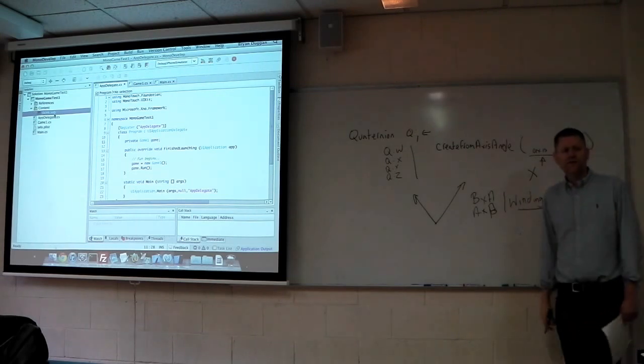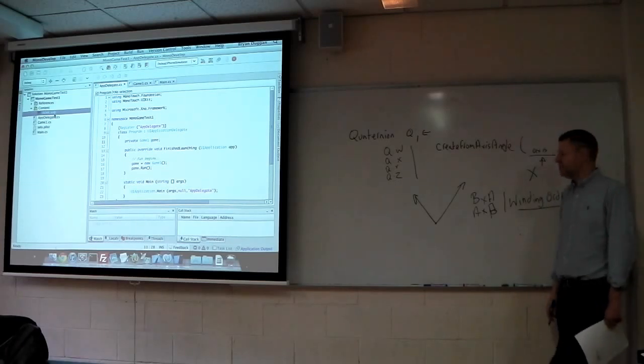And you guys should take notes, right? So it's the winding order of the vertices that tells you the winding order.